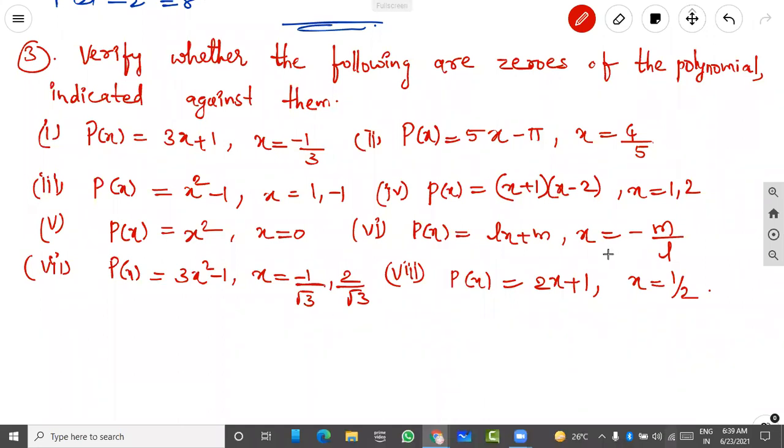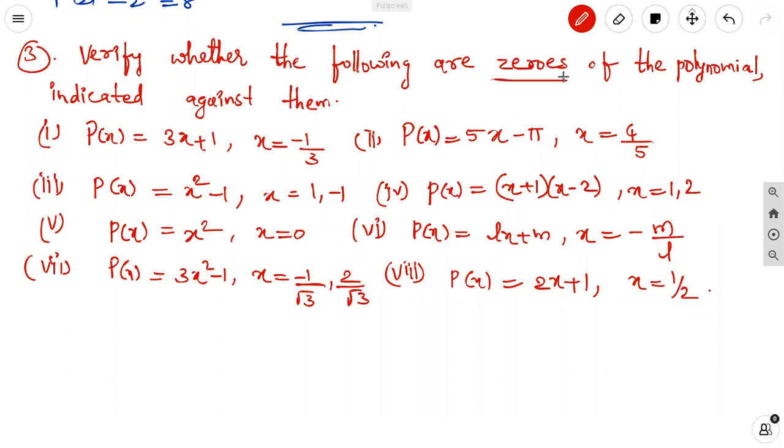Third question, verify whether the following are zeros of the polynomial. If the question mentions zeros, immediately recall the condition of the zeros indicated against them. First one, P of x equal to 3x plus 1, x equal to minus 1 by 3. Second one, P of x equal to 5x minus 5, here x equal to 4 by 5. Third one, P of x equal to x square minus 1, x equal to 1, minus 1.